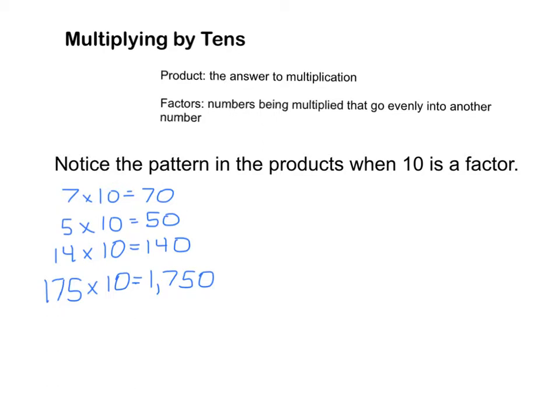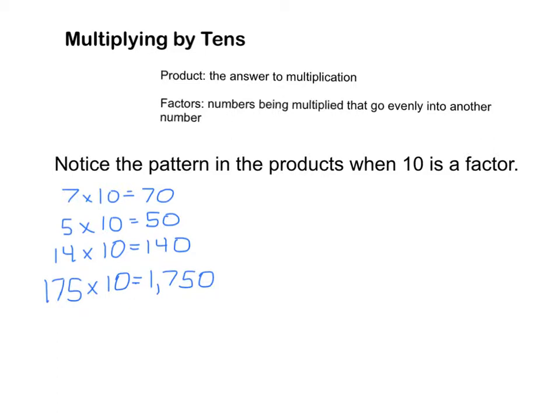Multiplying by tens. First, we need to review that a product is the answer to a multiplication problem. Factors are the numbers being multiplied that go evenly into another number. So down here, these numbers are the factors, and these numbers are the products that you get when you multiply the numbers on the left. So look for the pattern in these products when 10 is one of the factors.